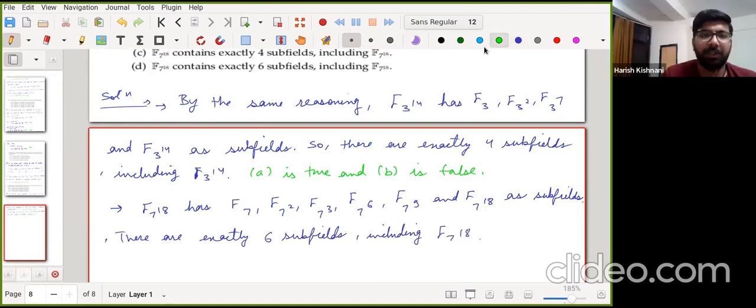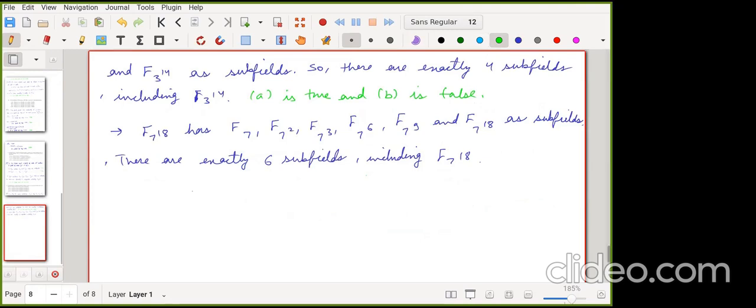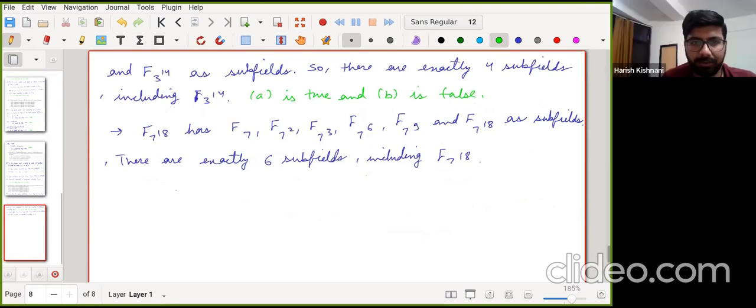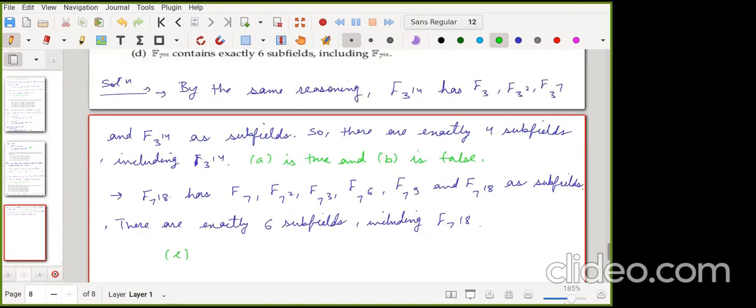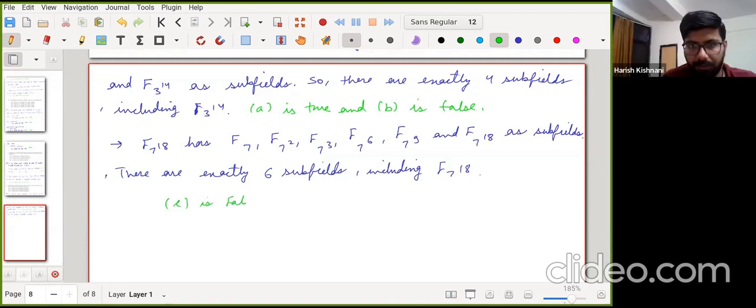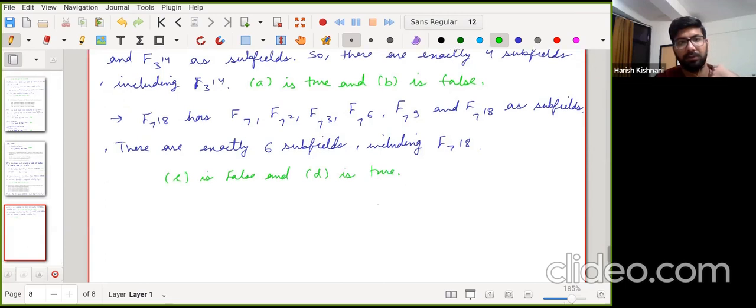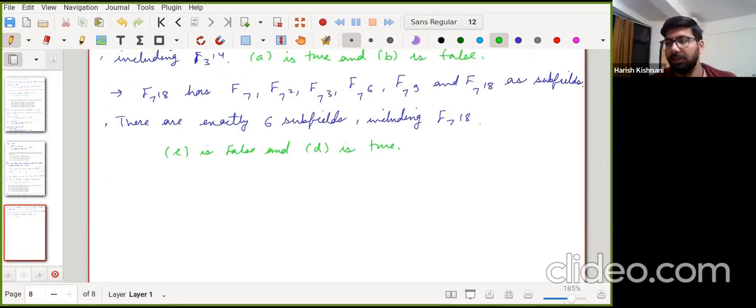So again, even the options are the same. C is false and D is true. Okay. Let's move to the next question.